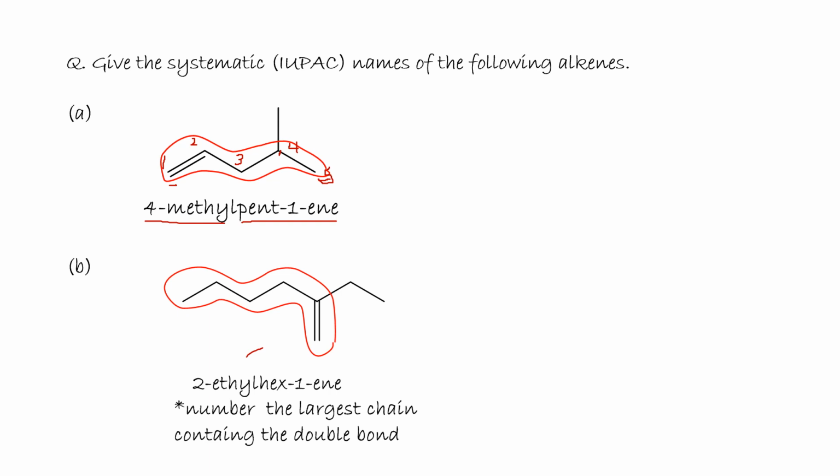What about this compound? Now we have to select the long chain containing the double bond. So it will be 1, 2, 3, 4, 5, 6. On number 2 we have an ethyl group. So it's 2-ethylhex-1-ene. Number the large chain containing the double bond.